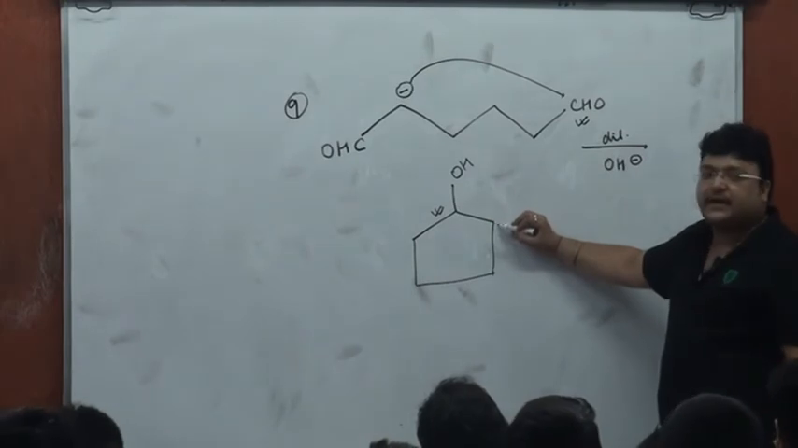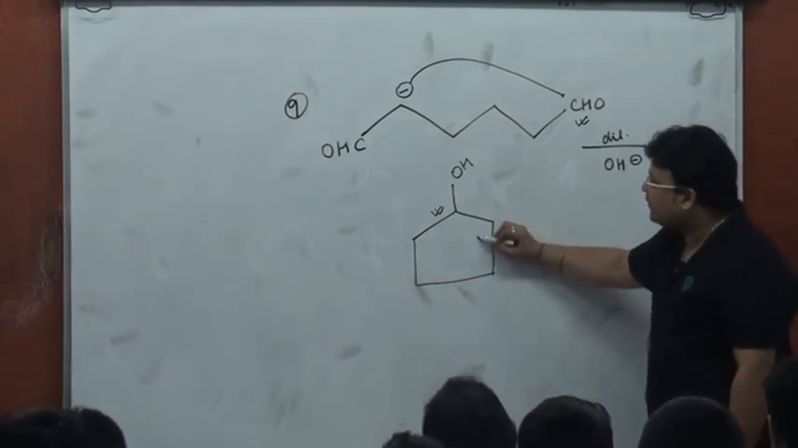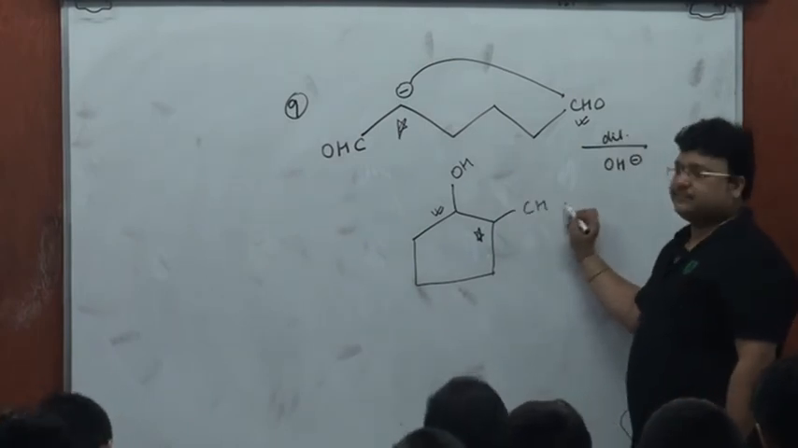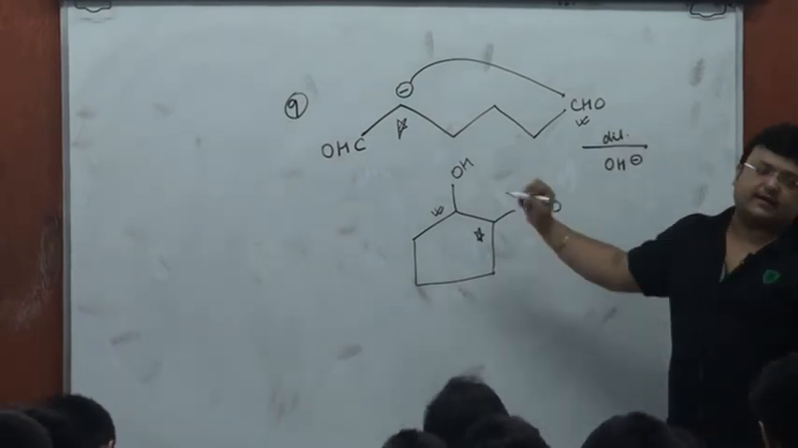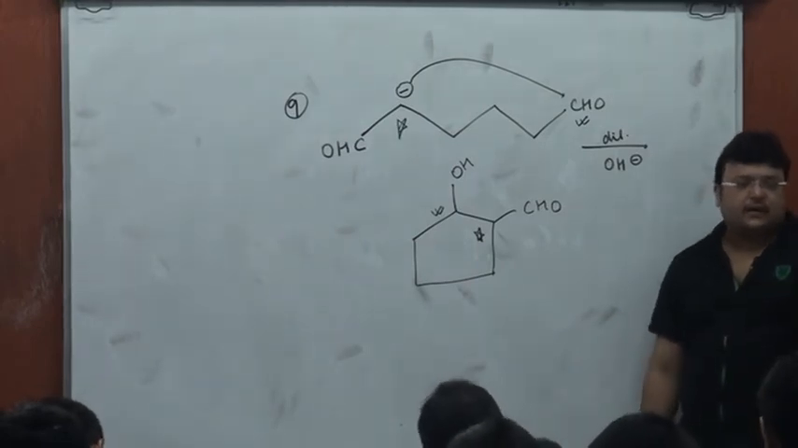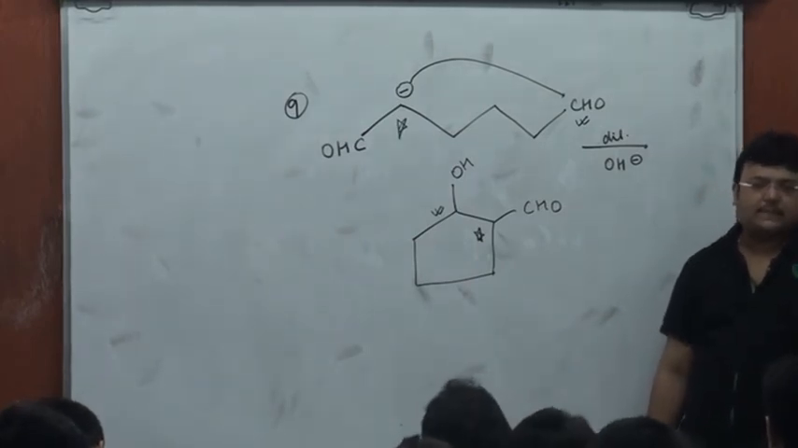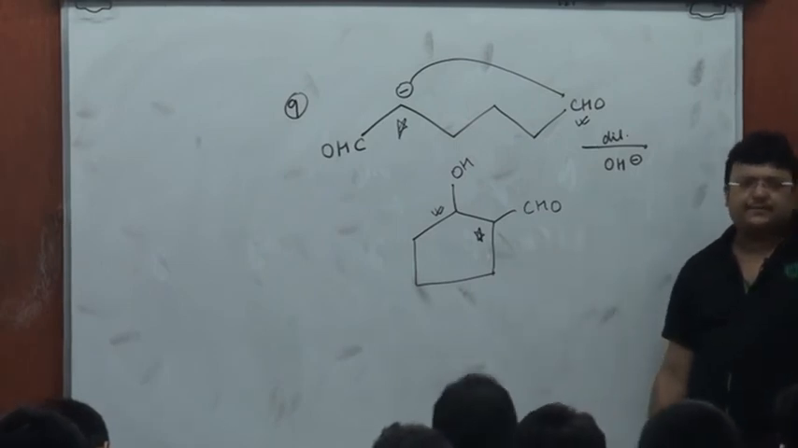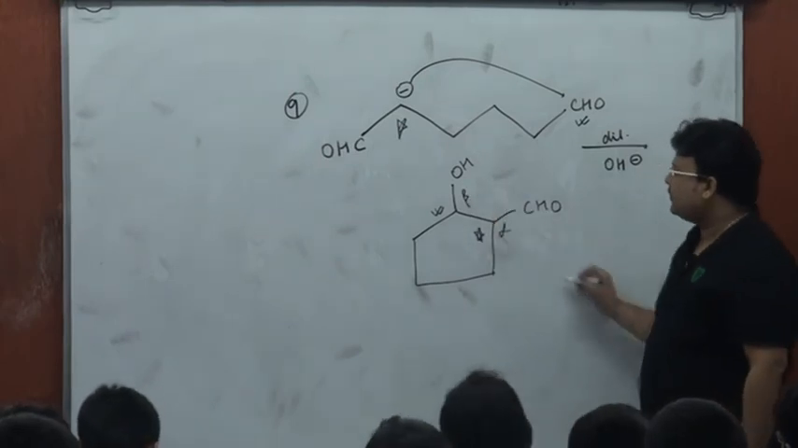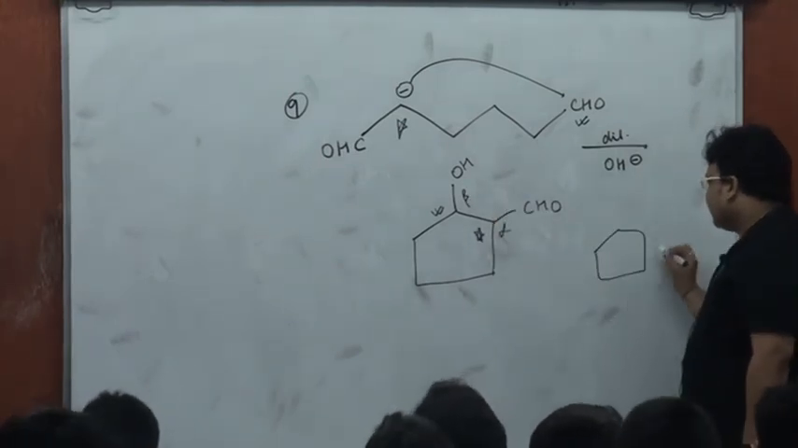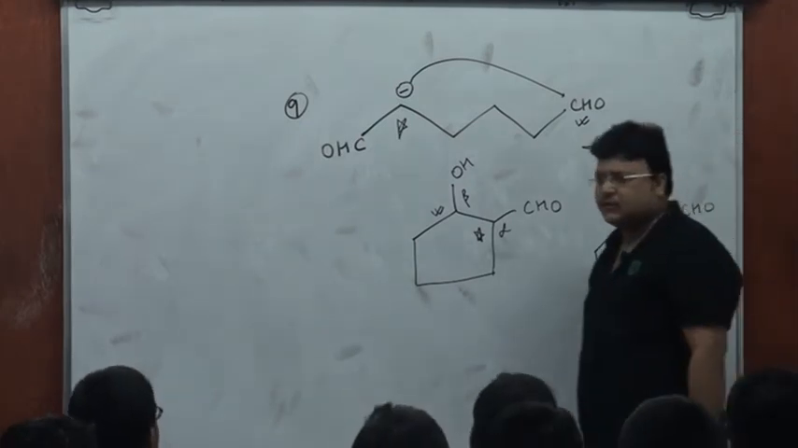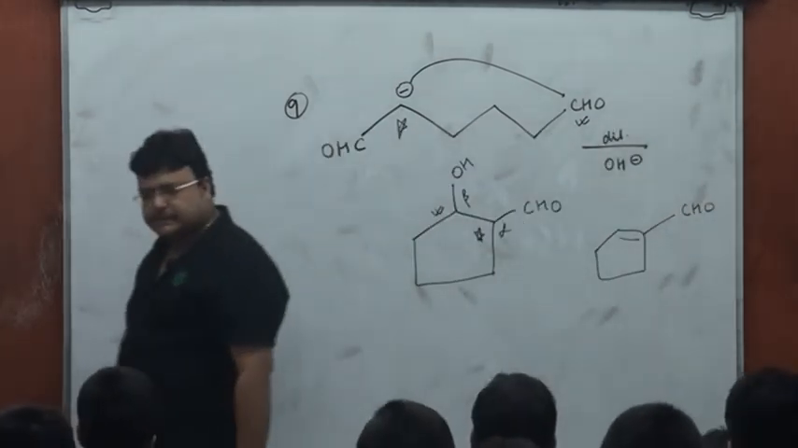Certainly this is the carbon which came and attached itself, and you will want to add a CHO to this and see if you get a beta hydroxy carbonyl or not. You're getting a beta hydroxy carbonyl. Now this beta hydroxy carbonyl, the aldol product, would get dehydrated to certainly this alpha beta unsaturated carbonyl. Okay?